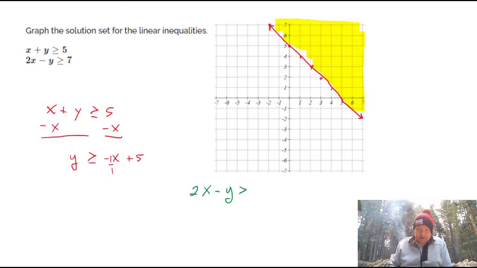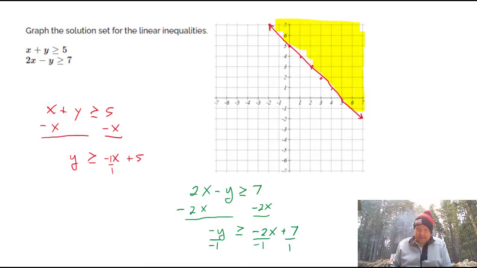2x minus y greater than or equal to 7. And I'm going to go ahead and get y by itself. So I'll take away the 2x. And that gives me a negative y greater than or equal to, don't forget the negative sign, because when I divide by a negative, I'm going to flip this around. That's negative 2x plus 7. So now my last step is to divide by a -1. And that's going to give me my final inequality, which is y is less than or equal to, right? That symbol had to switch. I don't know why I forgot that negative sign. That's 2x minus 7. So let's graph that one first.